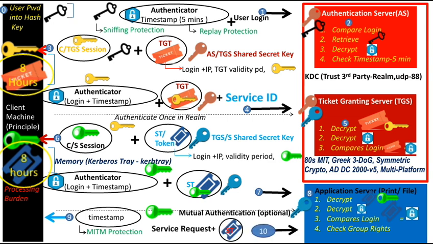Whenever the user has to access a particular service from the application server, the user replays this encrypted service ticket each time to the application server. Therefore the processing burden is not on the application server to maintain the session keys and the service ticket. All these processing burdens are on the client machine, inside its memory.